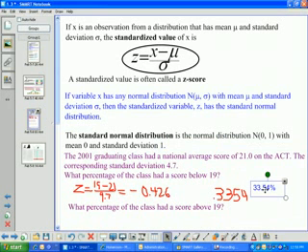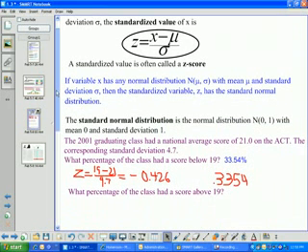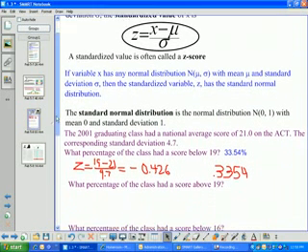So we're going to do this a few more times, but what we just found then is 33.54% of the class had scores below 19.